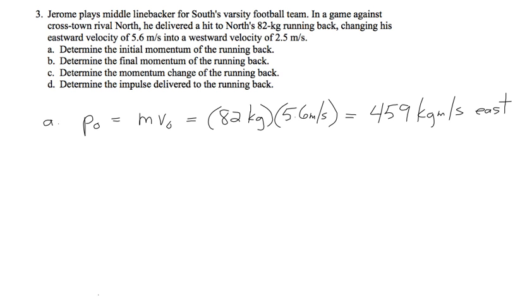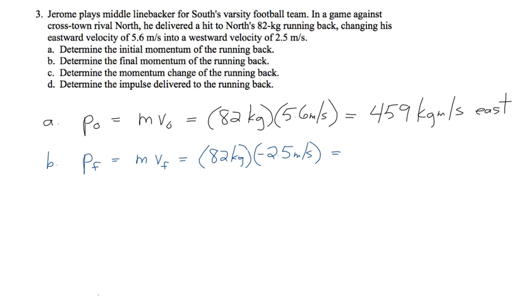Now, I used a different color here. For the momentum, it says determine the final momentum of the running back. So the final momentum of the running back is going to be the mass of the running back times the running back's final velocity. So it's going to be 82 kilograms times the final velocity. Now, the running back literally got hit and went backwards. So change direction. So that 2.5 you have to write as negative 2.5 meters per second.